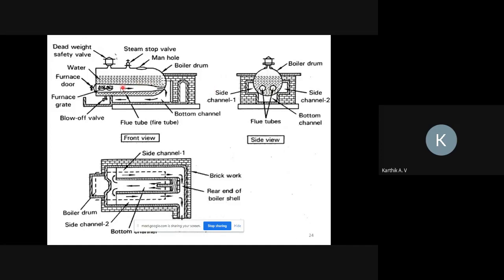Next, the furnace is placed inside the boiler drum. So it is also called an internally fired boiler.